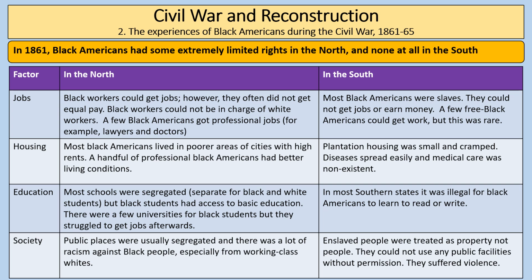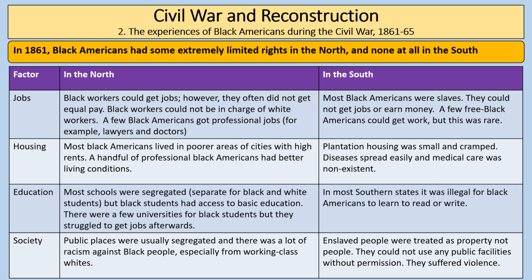In terms of jobs, in the North, black workers could get jobs, but they often did not get equal pay. They could not be in charge of white workers. A few Black Americans were able to get professional jobs like lawyers and doctors. In the South, most Black Americans were slaves. They could not get jobs or earn money. A few free Black Americans could get work, but that was quite rare.